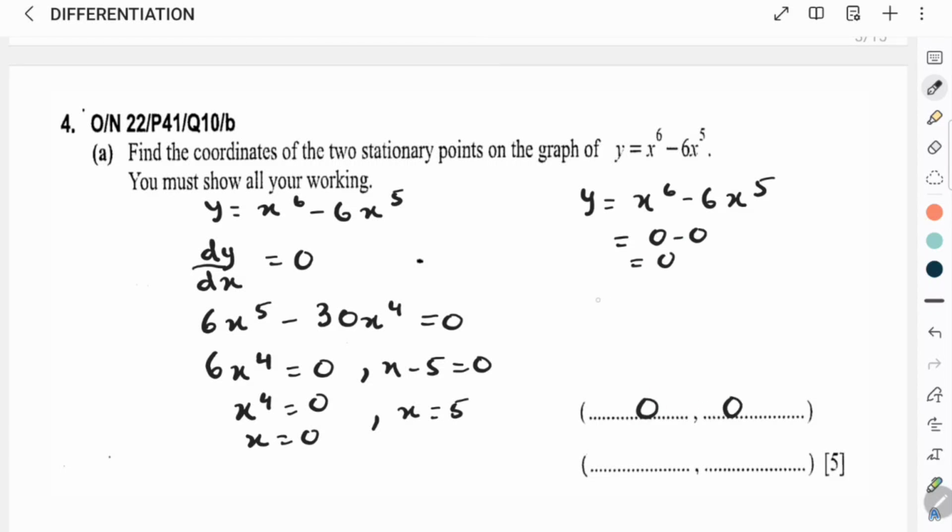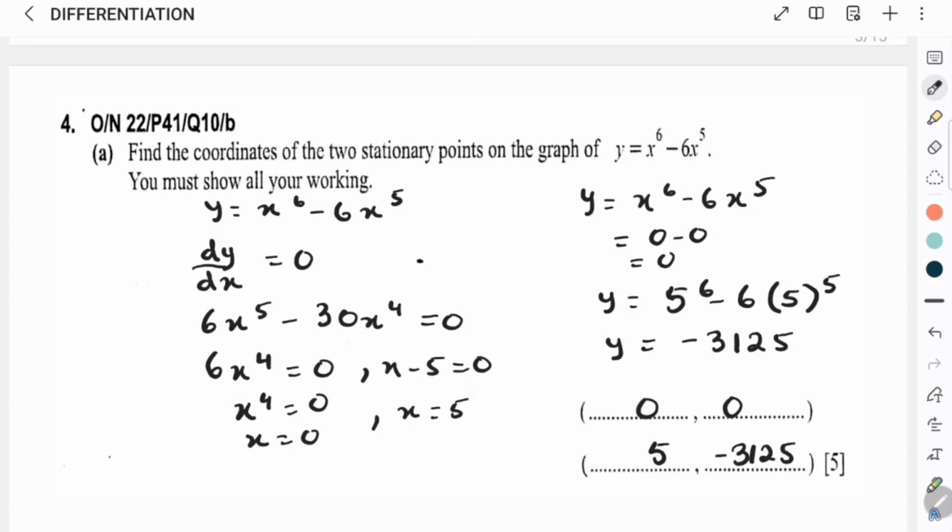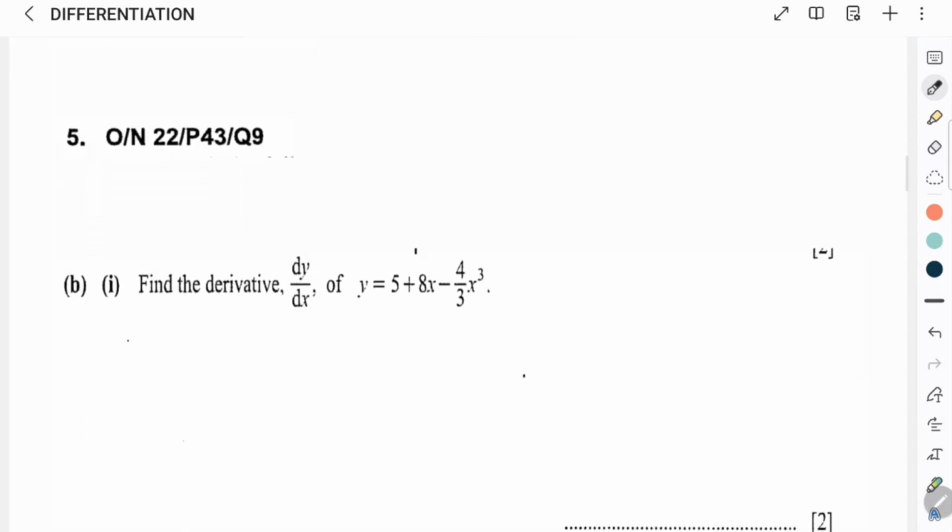For the other one, I'm putting x equals 5: 5 to the power of 6 minus 6 times 5 to the power of 5. Take your calculator. I've already found that this is minus 3125. Obviously this type of number you'll have, and it is a paper 4 question. So (5, minus 3125) is the other stationary point of this curve. So that was a 5 marks question.